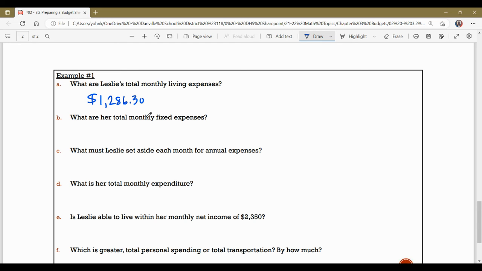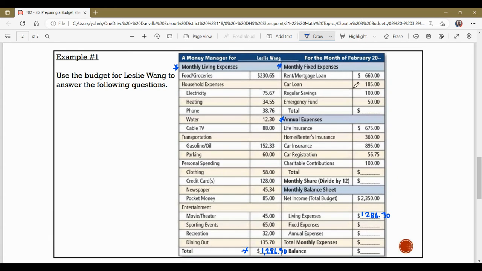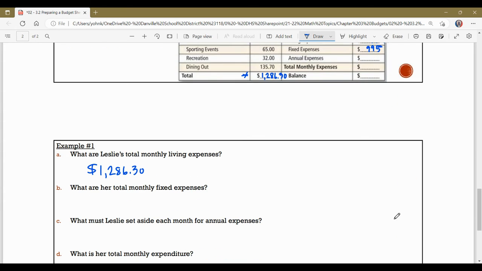Okay, what are her total monthly fixed expenses? Well, total monthly fixed expenses are right here. So I need to add up the 660, 185, and 150. If I do that, I get 995. So I'm going to put that down here under fixed expenses, 995, and then I'm going to put it to answer the question.